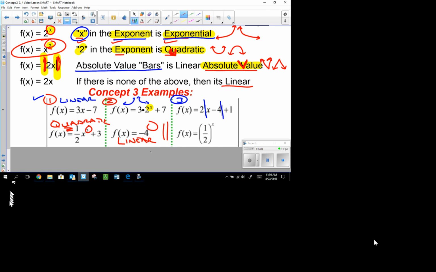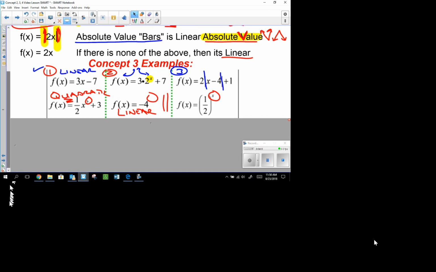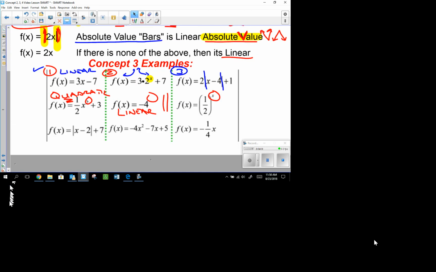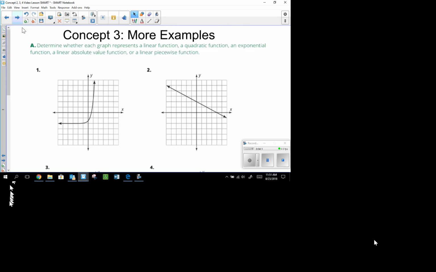And this last one here, I see x in the exponent. X in the exponent is exponential. And you could take a couple seconds to review these last 3 problems and see if you can get those answers. We also have to identify from a graph.